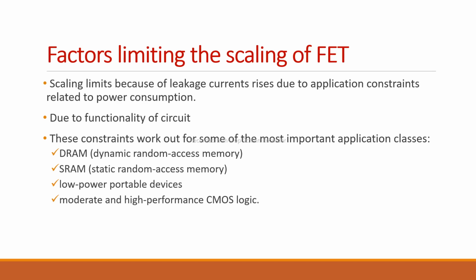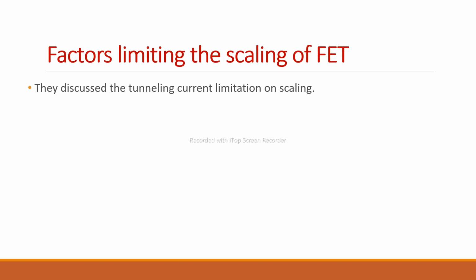The second one is the functionality of the circuit, because as the application is different, functionality will definitely be different, and due to which power consumption will be different, and which affects the leakage current problem. So there were many constraints which work out for these different applications, like we can use dynamic random access memory, static random access memory, low power portable devices, and moderate and high performance CMOS logics. The second major factor was the tunneling current limitation on scaling.